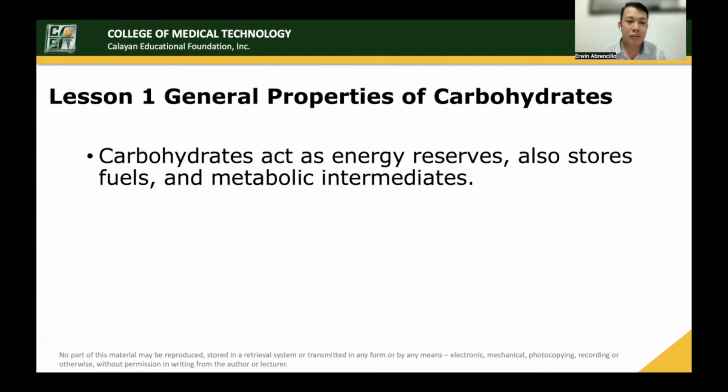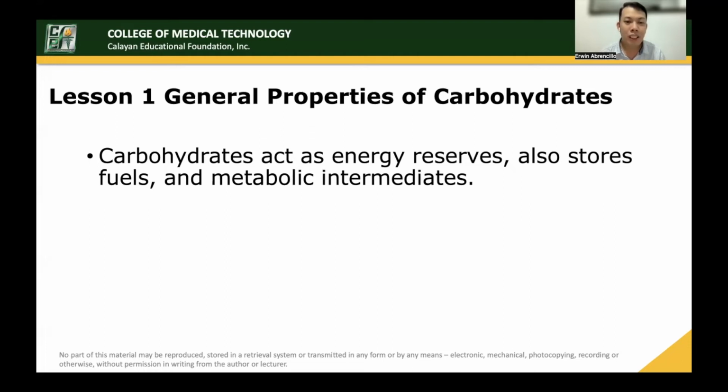And of course, it also stores as fuel. We can easily access or easily use carbohydrates as a quick source of energy. For example, you are feeling confused or you are feeling dizzy because of lack of sugar in the blood. So you just simply eat chocolate or candies so that you can access a quick source of energy.